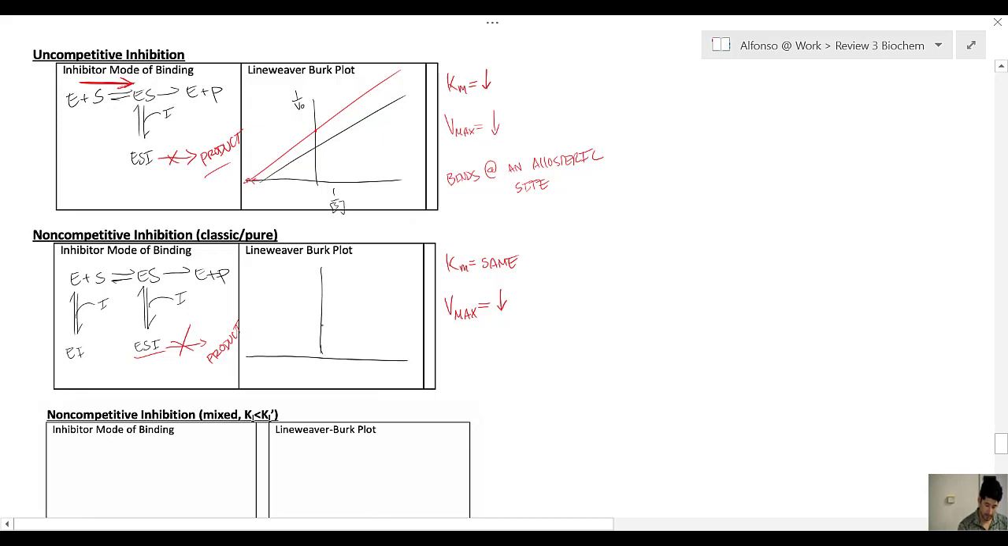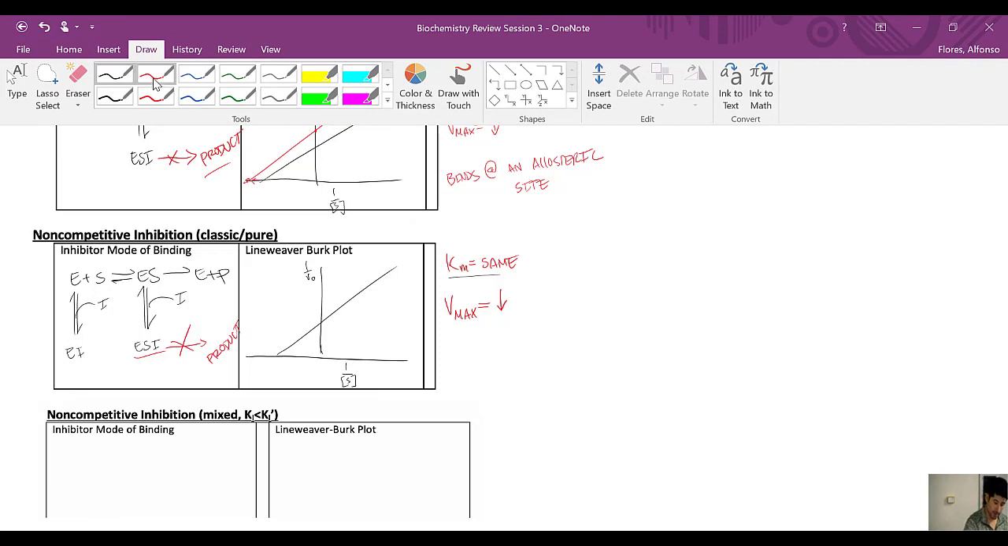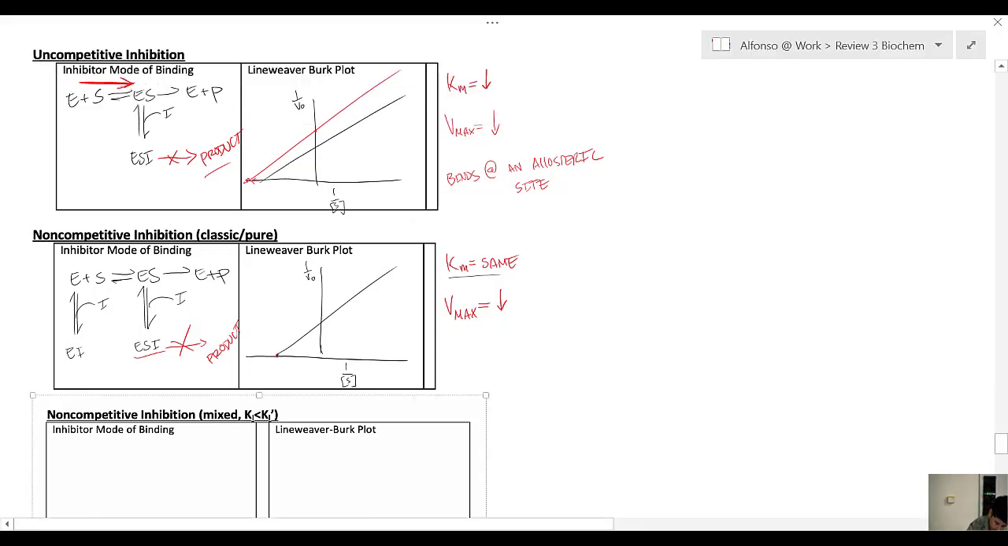Okay. So this right here is the Lineweaver-Burk plot for a non-competitive classic pure inhibitor. This line right here represents what the reaction looks like without any inhibitor present. And once we add an inhibitor, the Km stays the same. So therefore, it's going to cross the x-axis at the same point. And the Vmax goes down. So if Vmax goes down, the reciprocal 1 over Vmax increases. So that'll be over here. This right here is your 1 over Vmax.